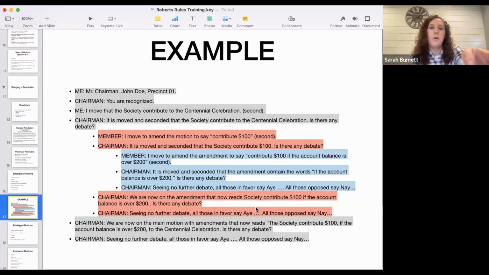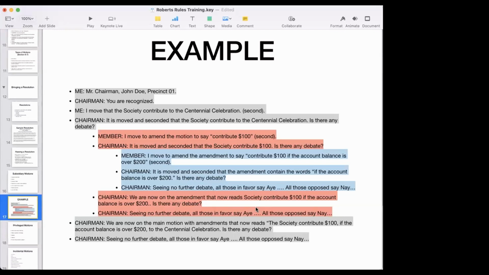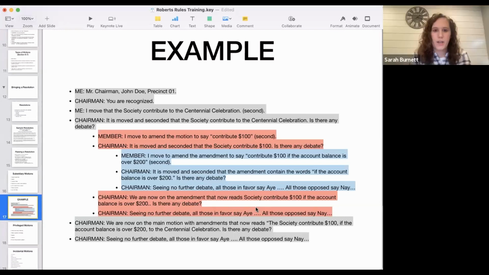So you can have a main motion, an amendment to it, an amendment to the amendment. That's it. You can't have an amendment to the amendment of the amendment. That gets too complicated. So let's say someone puts forward a motion: I move that the society contribute to the centennial celebration. Then the next person says, that's not specific enough. So they say, I want it to say $100.